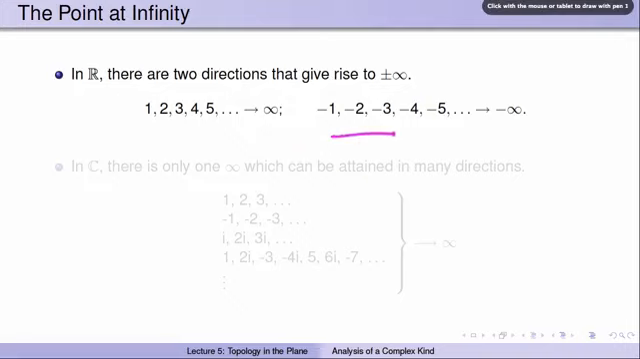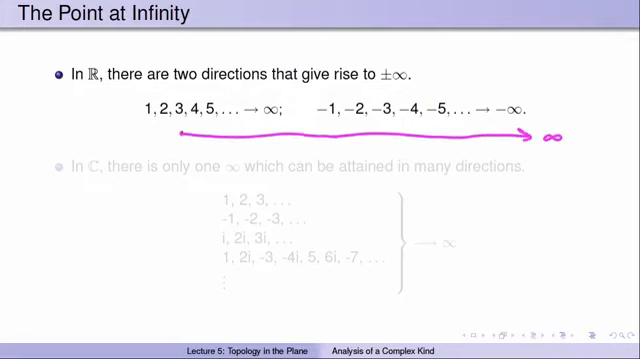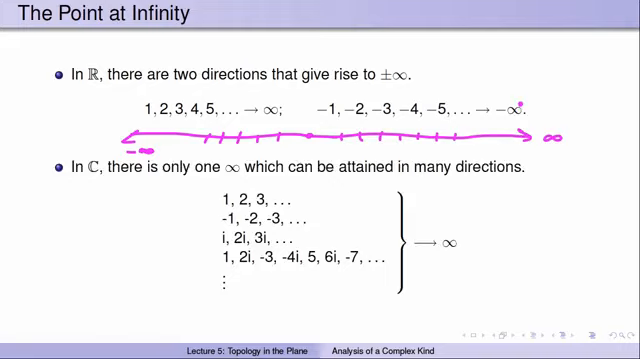I could go in the positive direction and go towards plus infinity, or I could go in the negative direction and go towards negative infinity. So, 1, 2, 3, 4, 5, walk out towards plus infinity, and -1, -2, -3, -4, -5, they go toward negative infinity. So we have a plus infinity and we have a negative infinity. In the complex plane, there's only one infinity. We regard infinity as no matter how you get there, if you leave any bounded set, you're going to get toward infinity. So there's lots and lots of ways of getting there.